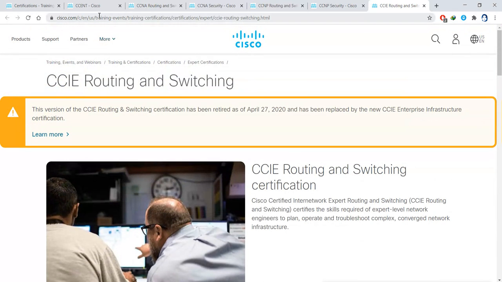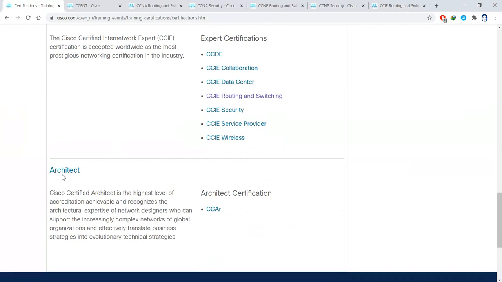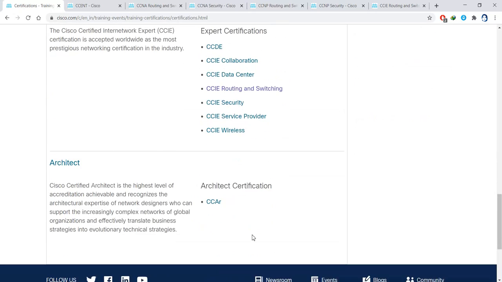So this is your Cisco certification path, and the next level is the architect. This means you will become the architect of the network. Architect is the highest level of accreditation achievable and recognizes the architectural expertise of network designers who can support the increasingly complex networks of global organizations and effectively translate business strategies into evolutionary technical strategies. These are all global certifications, and this is the global certification path.